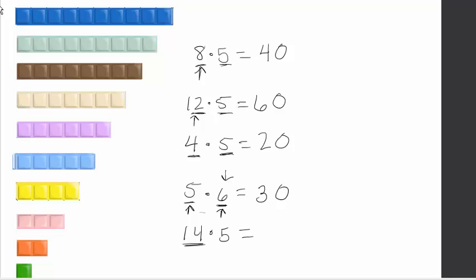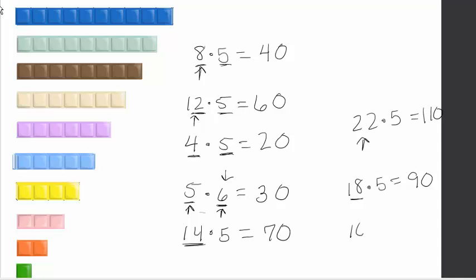Half of 14 is 7. This answer is going to be 70. Let's just try a couple more. If we were trying to do like 22 times 5, half of 22 is 11, so this is going to be 110. 18 times 5, half of 18 is 9, this is going to be 90. 16 times 5? Half of 16 is 8. This is going to be 80.